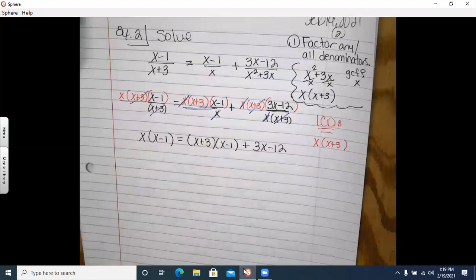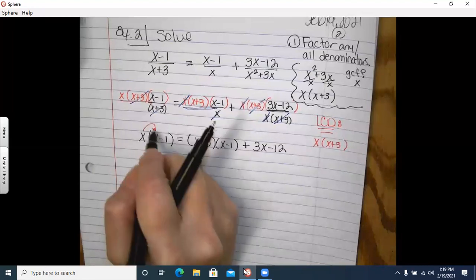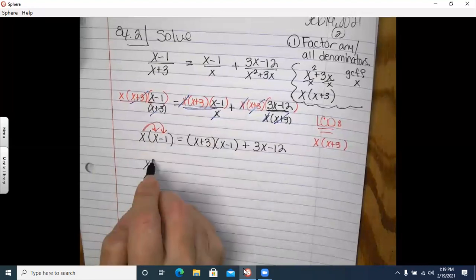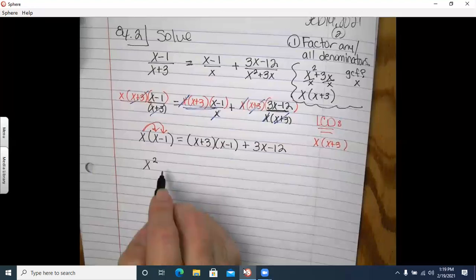I'm gonna distribute. What is X times X? X squared. What's X times negative 1? Positive or negative? Negative 1X. And I mean, you don't have to put negative 1, but a lot of times when y'all combine like terms, if there's not a 1 there, we forget.